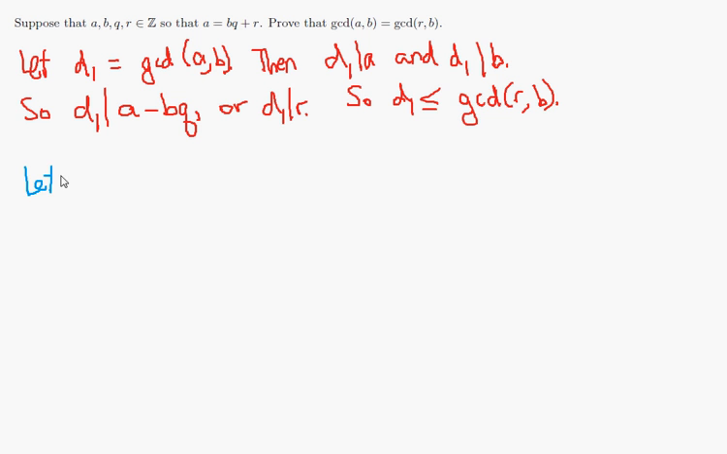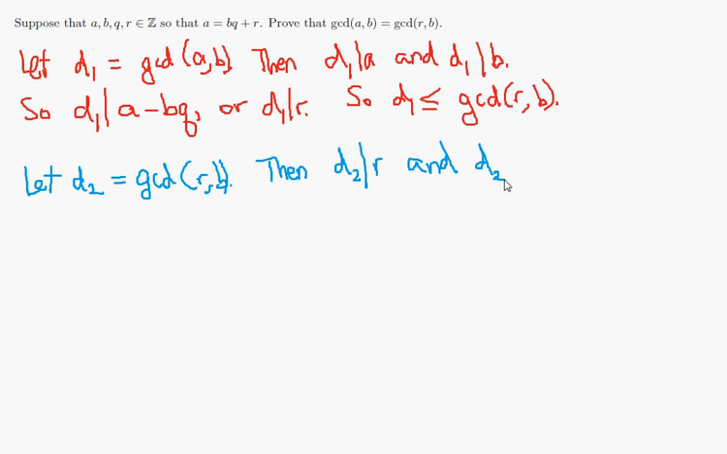Let d2 equal the greatest common divisor of r and b. Then, by definition, it's a common divisor, and so d2 divides r, and d2 divides b.